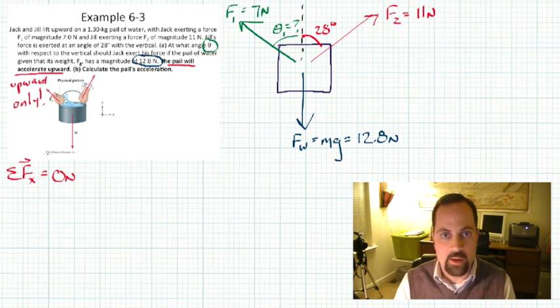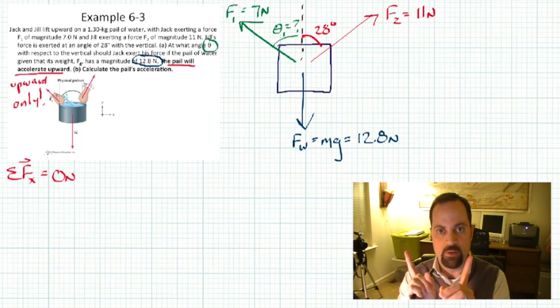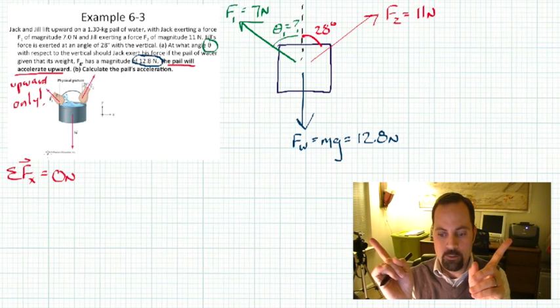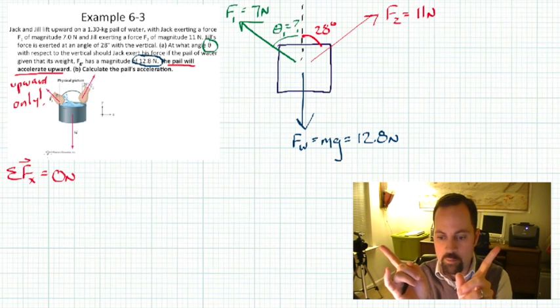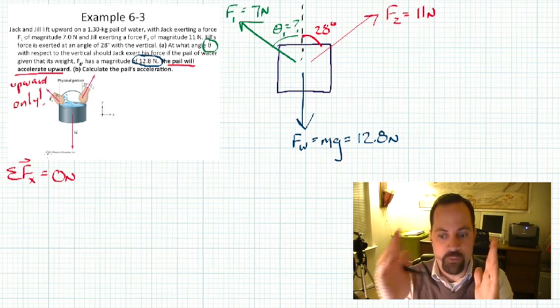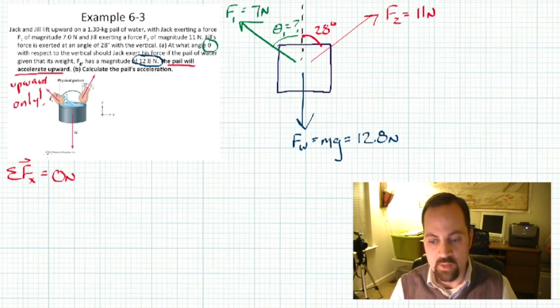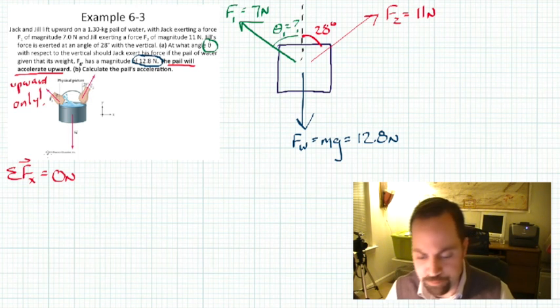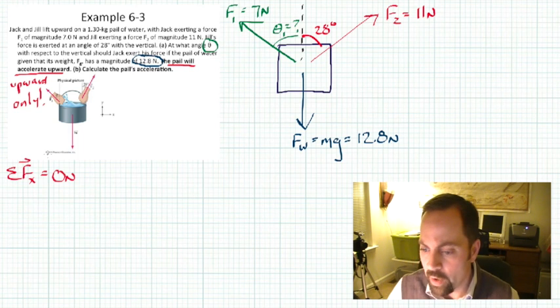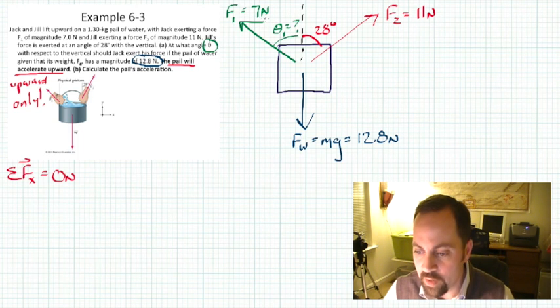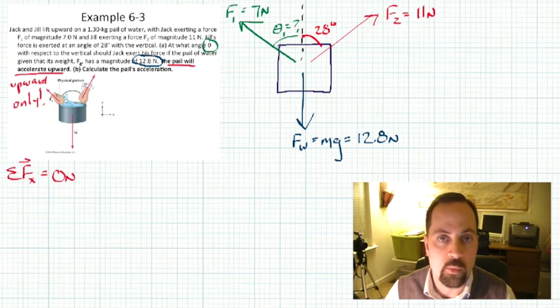That's the idea. Jack and Jill want to both exert a force at 2 different angles and 2 different forces, but the pail is going to move straight up. That's what A is asking us right there. After that, B, we're going to find the acceleration that it is moving upwards. Okay, so we have these two forces right here, one at an angle that we know, the other one that we don't know.